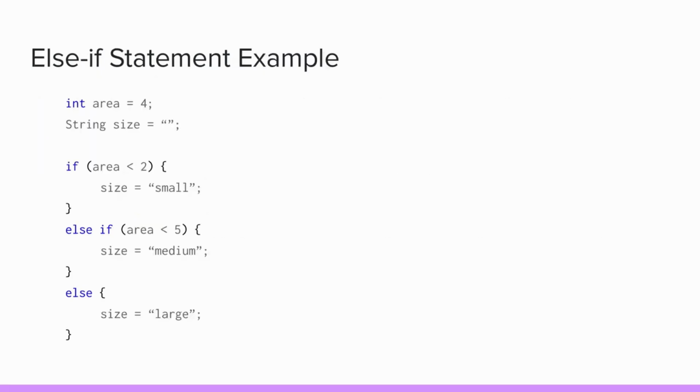Here's an example of an else-if statement. If the area is less than 2, then the size is small. Otherwise, if the area is less than 5, the size is medium. If neither of these 2 conditions are met, then the size is large.